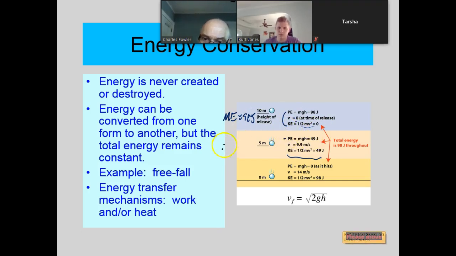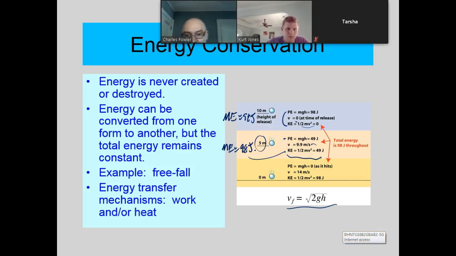That means the rest, because mechanical energy is still 98 joules. And if 49 of those joules are potential, the other 49 are kinetic. If the other 49 is kinetic, then you can calculate the velocity. Or you can use this formula here: the square root of 2gh, where you put in h as 5 meters. You plug that in, and you'll see you get 9.9 meters per second.